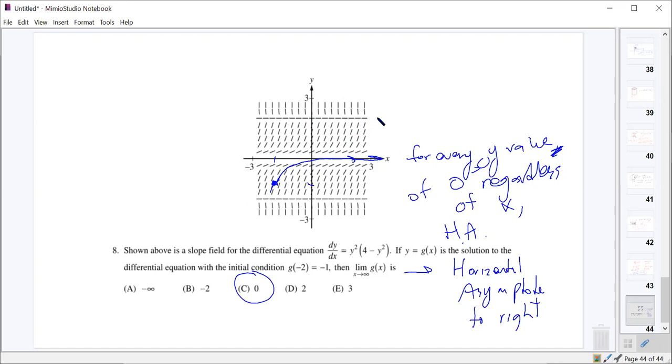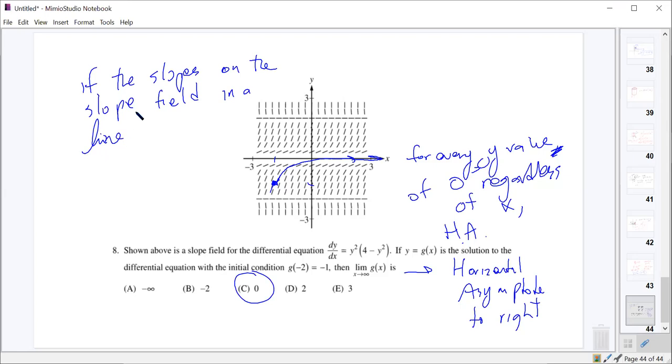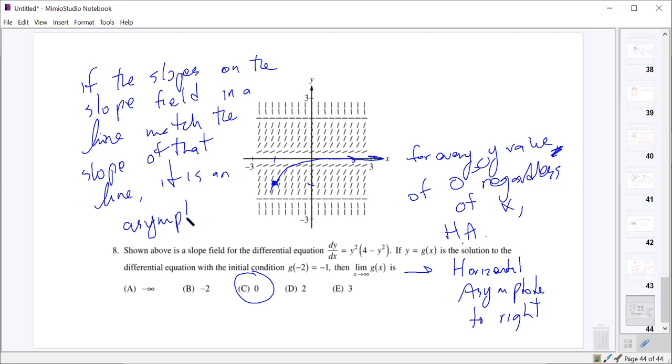Yeah, thanks. And so the thing that we talked about, and I only talked about this briefly, was I said something to the effect of, and this sounds weird, if the slopes on the slope field in a line, this sounds really weird, but this is the best way I can think to say it, if the slopes on the slope field in a line match the slope of that line, I'll say it is an asymptote, right?